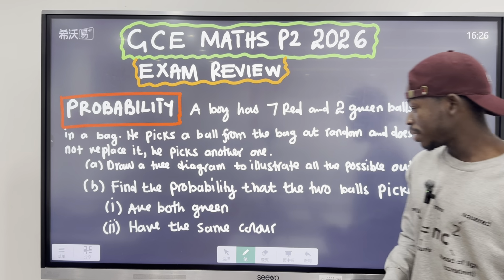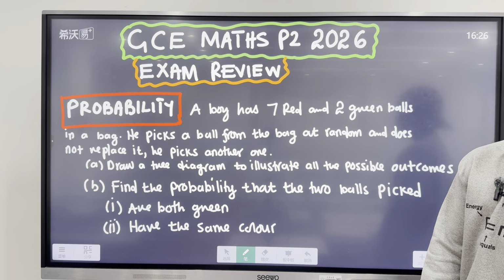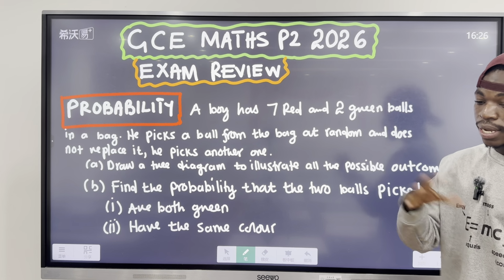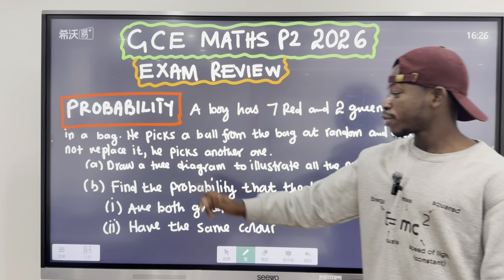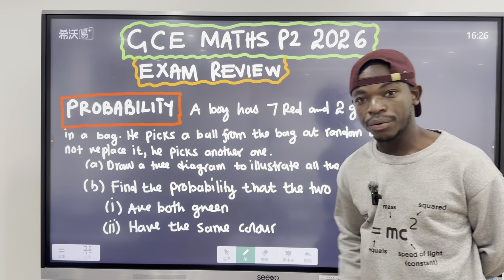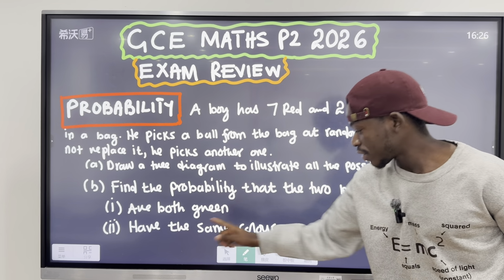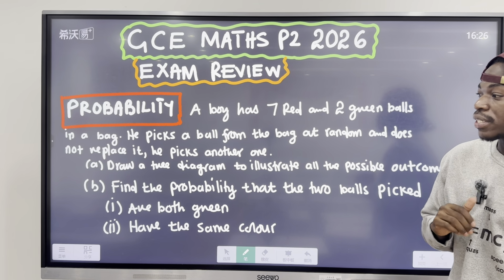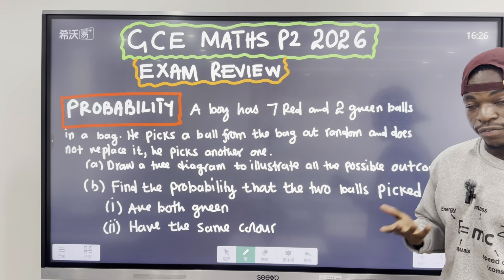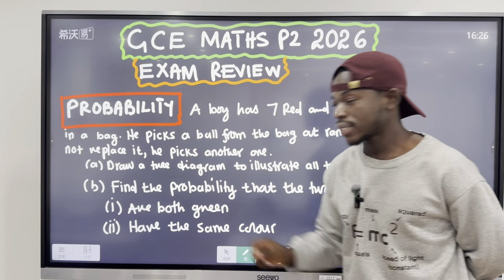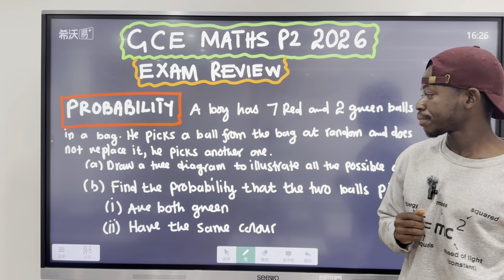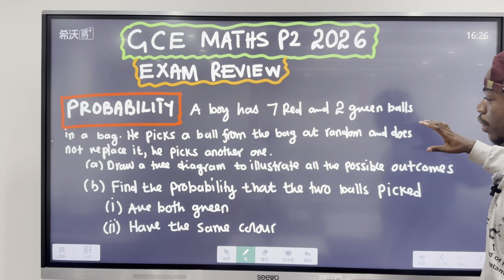Then find the probability that the 2 balls picked, remember this person is picking 2 balls. The first one he picks, he does not replace, then he picks another one. So find the probability that the 2 balls picked are both green, have the same color. So what are we supposed to do? The first question is very important. You need to understand and know how to draw a tree diagram in probability questions. So let's learn together how to draw a tree diagram.